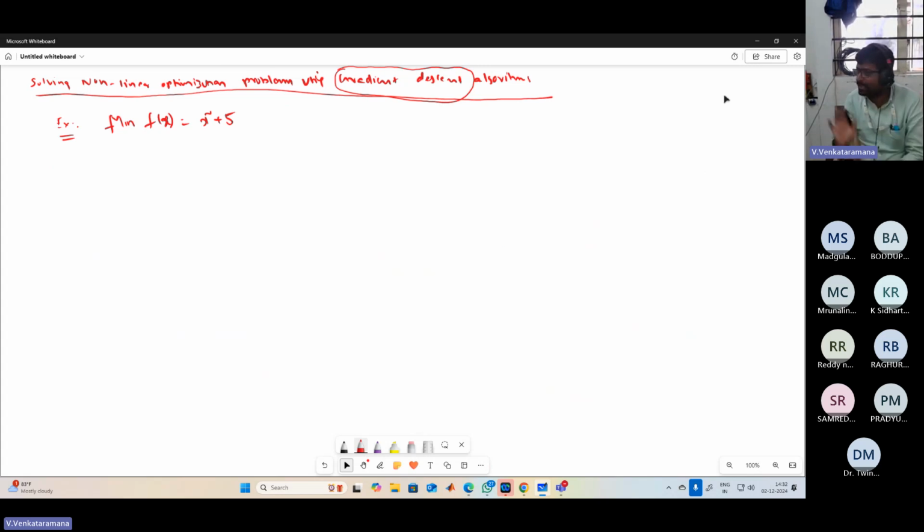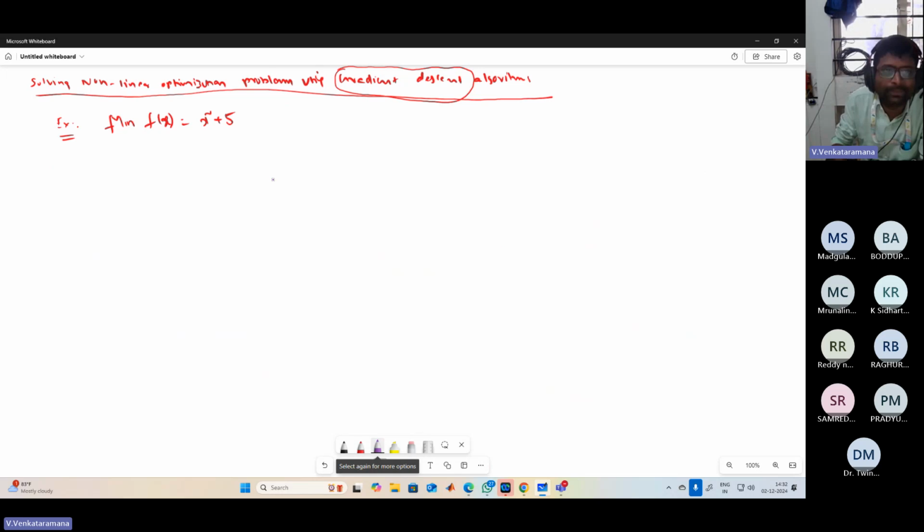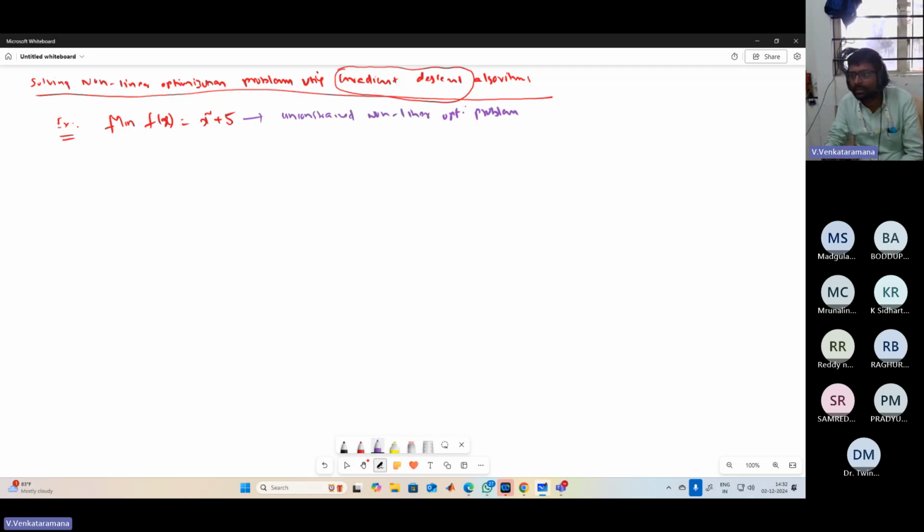There are no constraints. This is an example of an unconstrained non-linear optimization problem. Hope you understand, right? Because there are no constraints, and it is non-linear because I have the square term, x square plus 5. That's why it's called an unconstrained non-linear optimization problem.